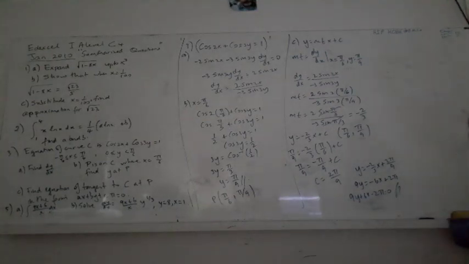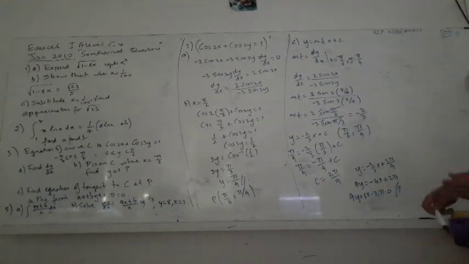That's the equation of tangent line at point P to the curve with the equation cosine 2x plus cosine 3y is equal to 1. This is the answer for question 3.